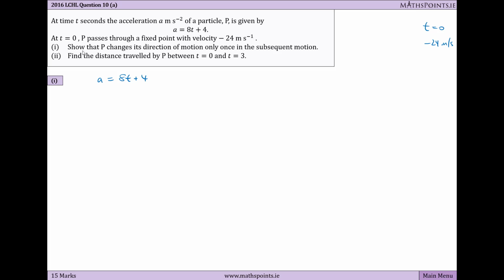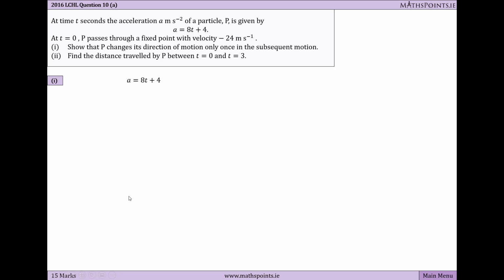So the actual question says, show that P changes direction only once. Now the way that we can do that is, if we can show that there was a particular time in the future when the velocity was 0, we'll know that for a split second the particle stopped, and then because the acceleration is positive, it then began to move to the right. And so there was a change of direction at the point in time where the velocity v is equal to 0.